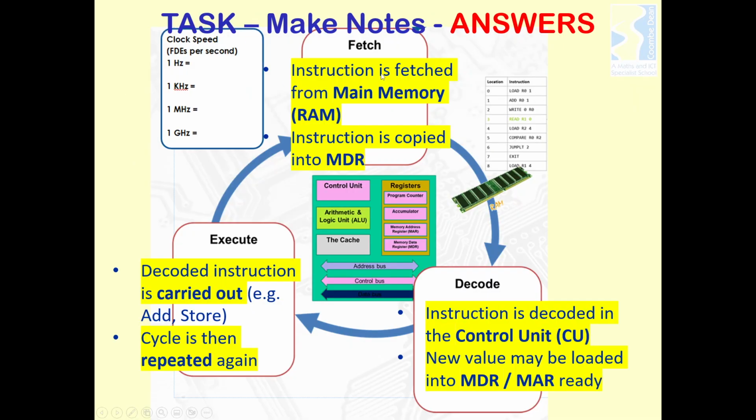Okay, if you've paused the video and written down, ready to check your answers. Fetch, instruction is fetched from main memory, instruction is copied into the MDR. And remember, for more detail, the instruction in the program counter is copied to the MAR, and the program counter is incremented. Decode, the instruction is decoded by the control unit, and a new value may be loaded into the MDR or MAR. And execute, decoded instruction is carried out, and then the cycle is repeated again.